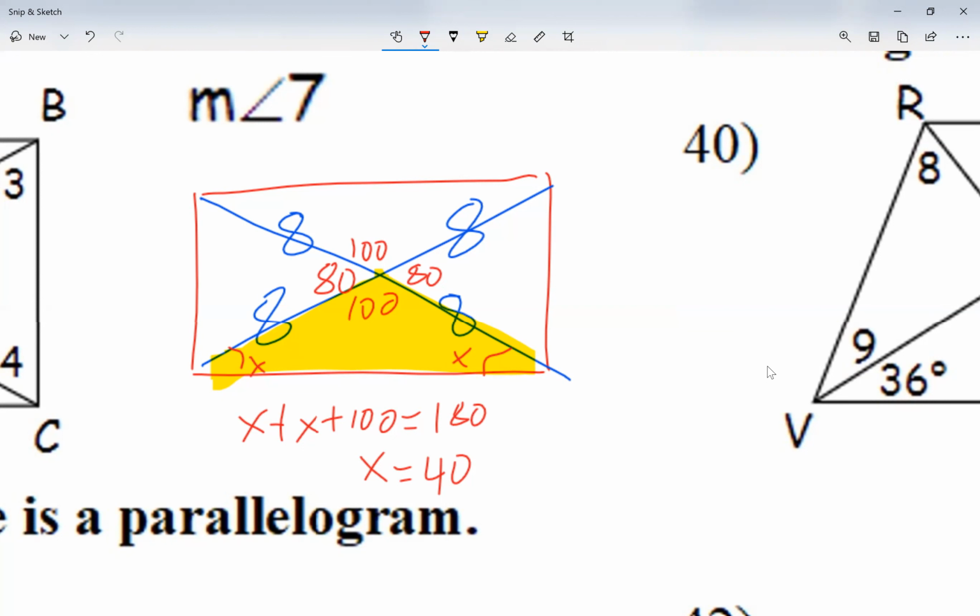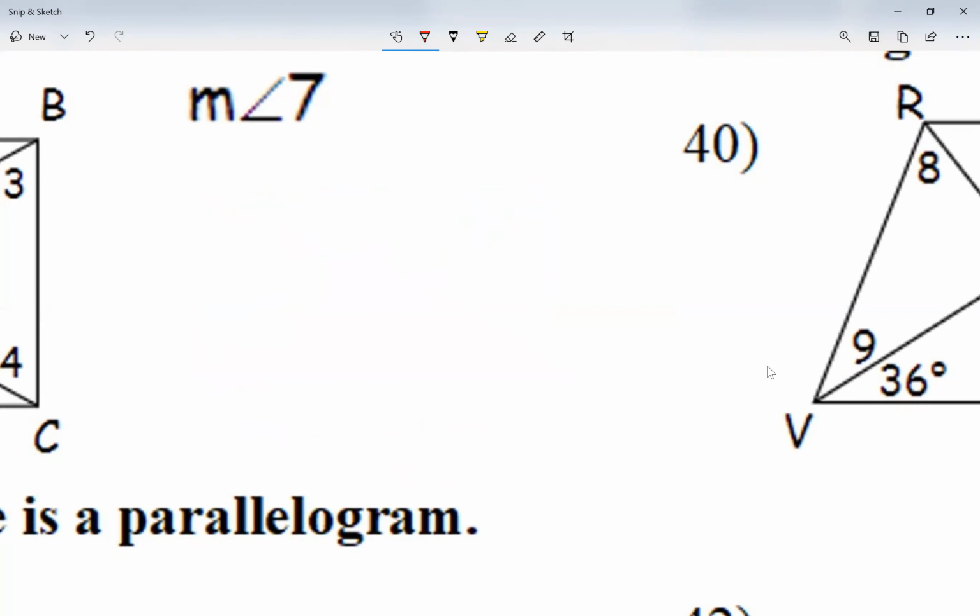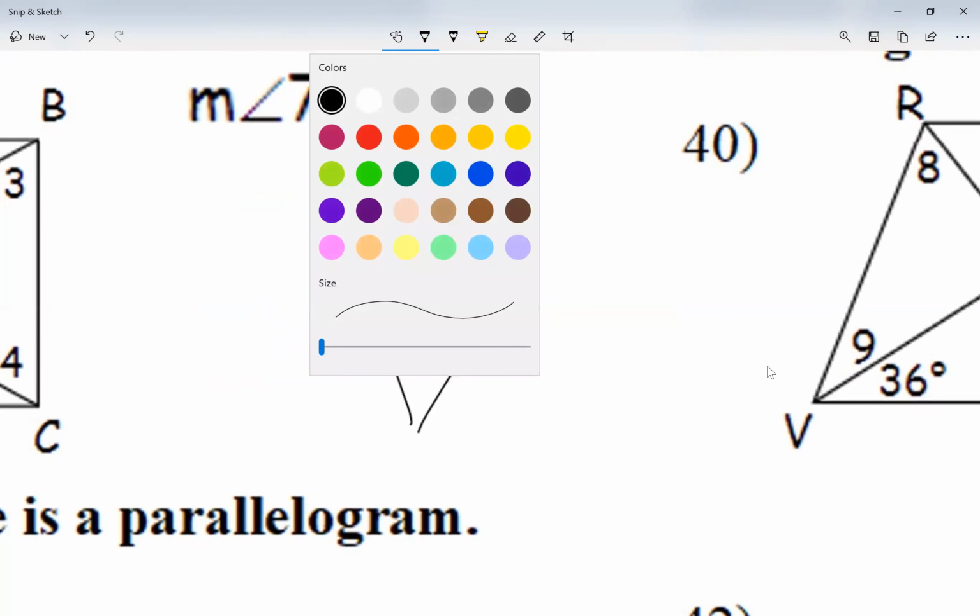Now, let's talk about a rhombus. Let me clear this out. Remember, you can always pause the video. Now, let me talk about a rhombus. A rhombus looks like this. A rhombus, all the sides are the same length. But in this case, let me talk about my diagonals.